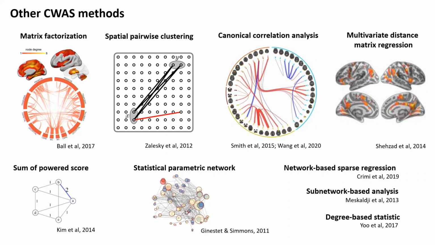There are also other methods for performing inference in CWAS designs. I'm not going to go through these in detail, but check out the publications. Here at the bottom, there's matrix factorization, spatial pairwise clustering, CCA, as well as numerous other inference methods. And this is indeed an active area of research.